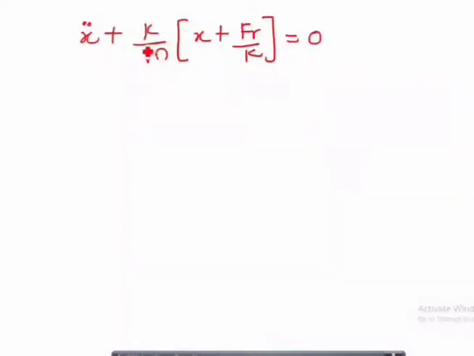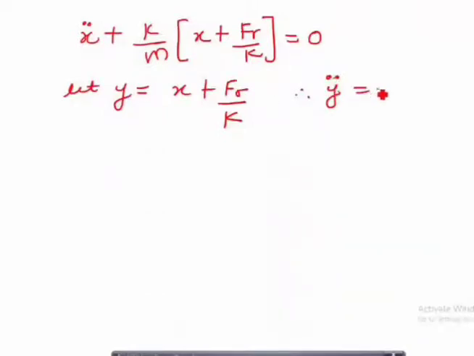Now if you multiply, you can see k upon m, x plus k will get cancelled, you will get fr upon m. So that is the same. Now we will do some further modification. I am defining this term y as x plus fr by k. So let us say y is equal to x plus fr by k. Therefore, y dot is equal to x dot, and y double dot is equal to x double dot.